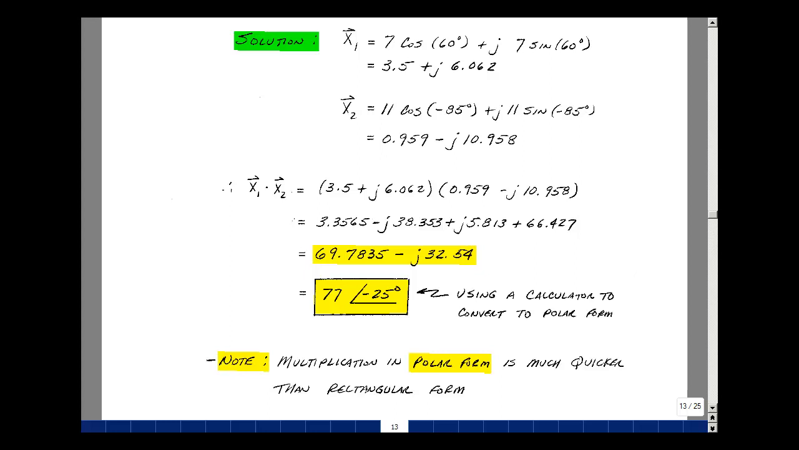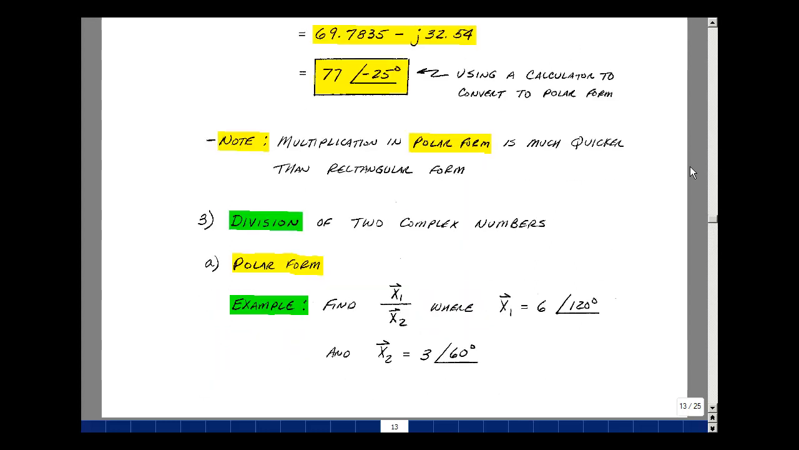And one last observation, that multiplication in polar form was a lot easier and much quicker than doing rectangular form because of all this inner product type stuff. Why would we do one over the other? Usually when you have a symbolic problem, you have to do it this way. If we can pick either one, we'll pick the easier of the two.